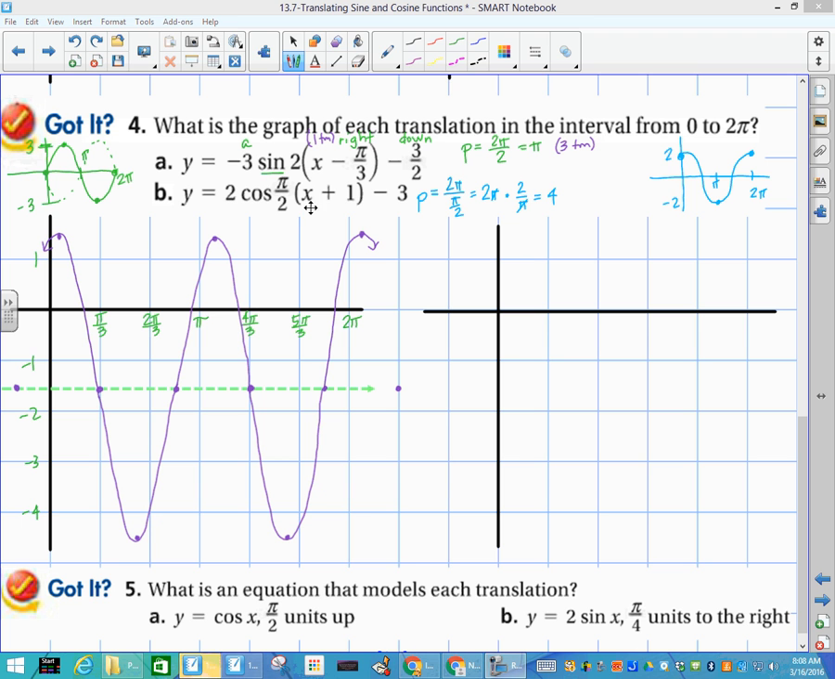My phase shift is 1 unit to the left, and my midline has now, I don't know why I put that, because it's clearly not up. It is down 3.